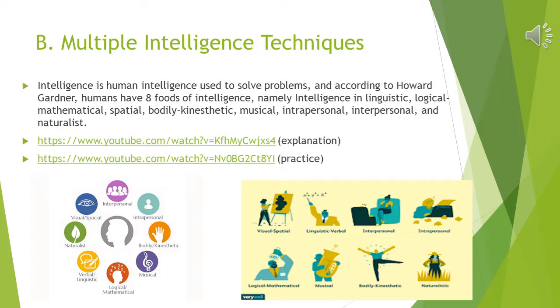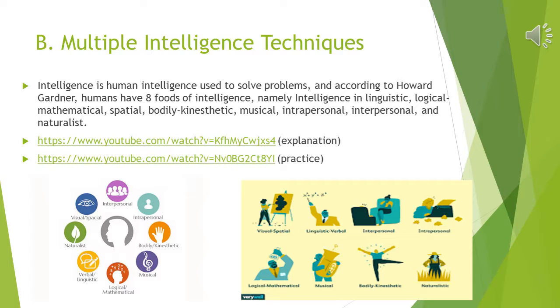Then intelligence in bodily-kinesthetic is the ability to use the body or gestures to express ideas and feelings, as actors, athletes, dancers, and sculptors do. Then intelligence in musical is the ability to develop, express, and enjoy musical forms and sound, including sensitivity to rhythm and melody. The people who have this kind of intelligence are musicians and people who conduct an orchestra.